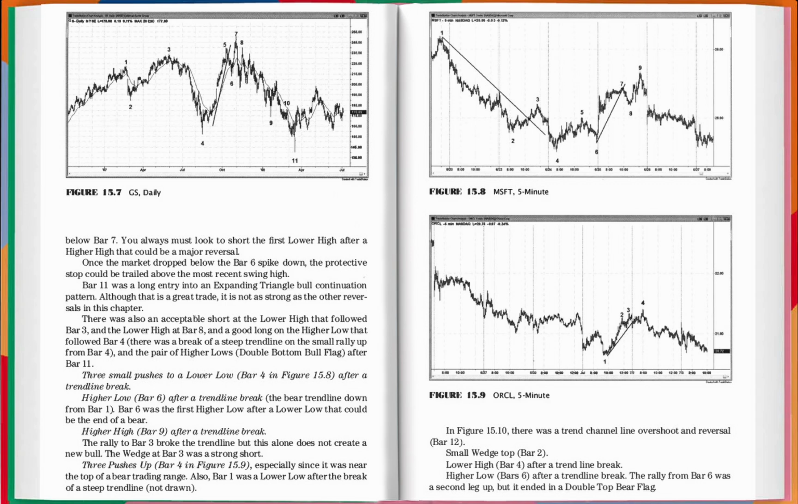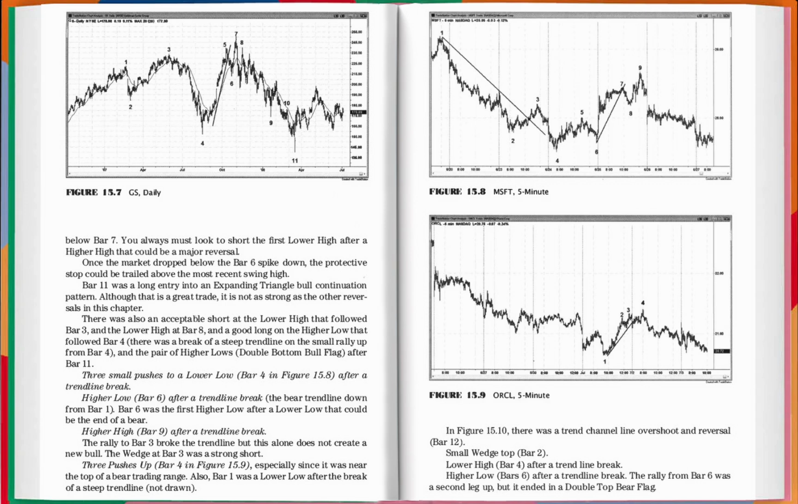3 small pushes to a lower low, bar 4 in figure 15.8, after a trendline break. Higher low bar 6 after a trendline break, the bear trendline down from bar 1. Bar 6 was the first higher low after a lower low that could be the end of a bear. Higher high bar 9 after a trendline break.